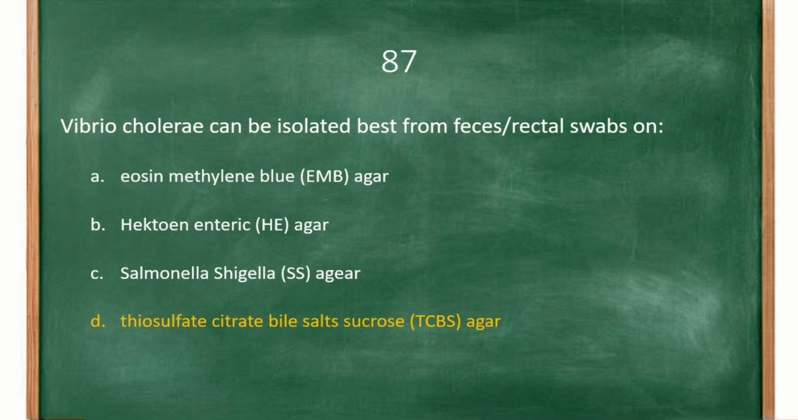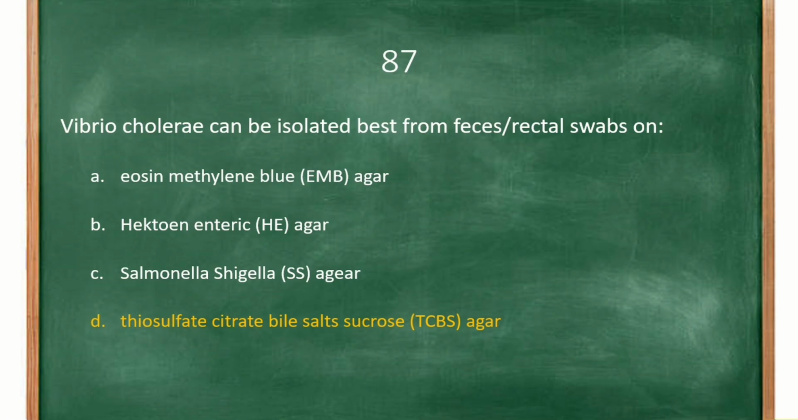One thing about thiosulfate citrate bile salts sucrose agar is that it is a selective and differential medium specifically designed to isolate Vibrio species, including Vibrio cholerae. It contains bile salts to inhibit the growth of other bacteria, and sucrose, which Vibrio cholerae ferments to produce yellow colonies, helping differentiate it from other Vibrios that do not ferment sucrose and produce green colonies.